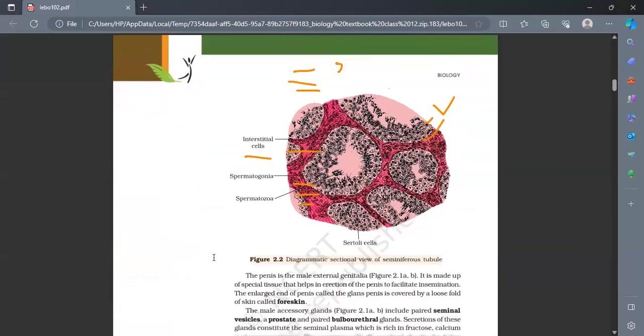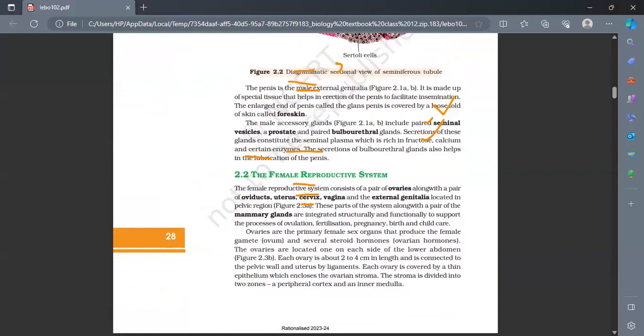Okay, so remember the name. These are the 3 glands of the structure of the whole thing. So you have 3 different glands. The secretion of these glands constitutes a seminal vesicle that is rich in fructose, calcium, certain enzymes. And again, this helps in the lubrication of the penis. So all these things are important.